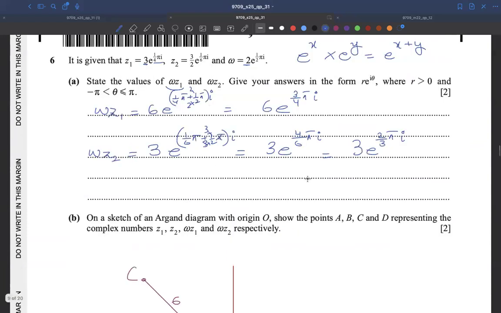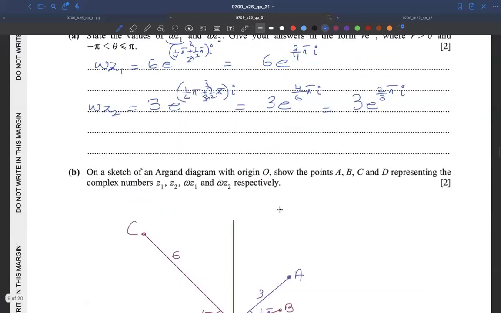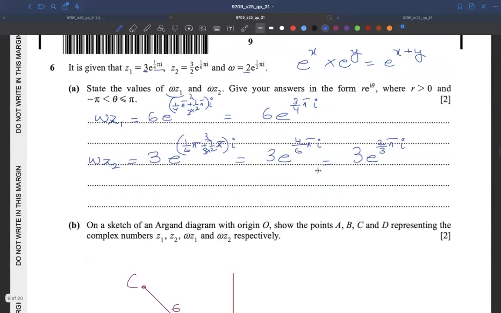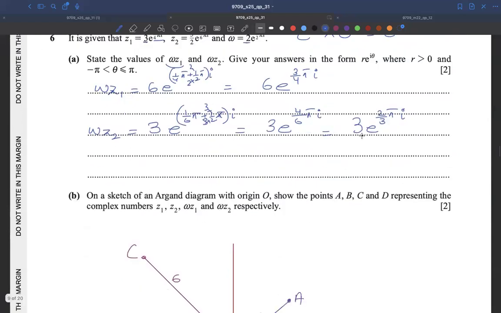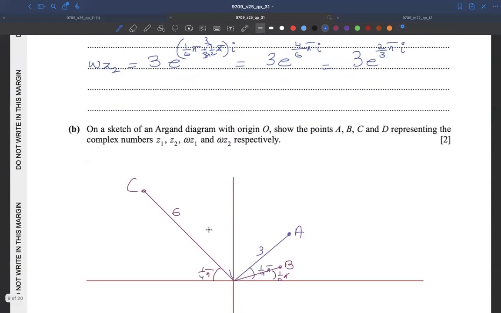And finally, D has a magnitude of 3. So it is in the same direction as A, ωZ2. And the angle is 2 upon 3 π. So 2 upon 3 π is 120 degrees. So it would be in this direction. D will have a magnitude of 3, and this total angle would be 2 upon 3 π. So we'll just write the magnitude over here. And this angle in terms of degrees would be 1 upon 6 π, or the total angle would be 2 upon 3 π.